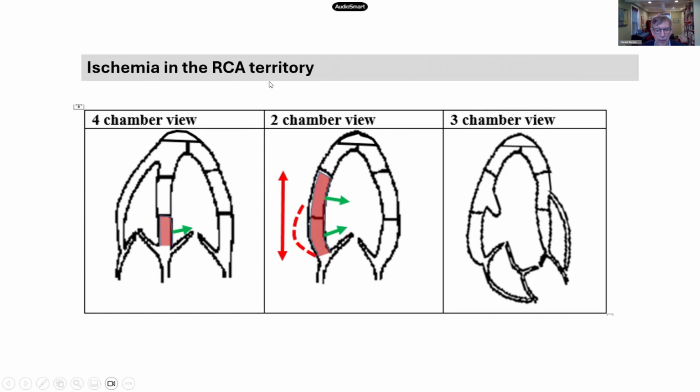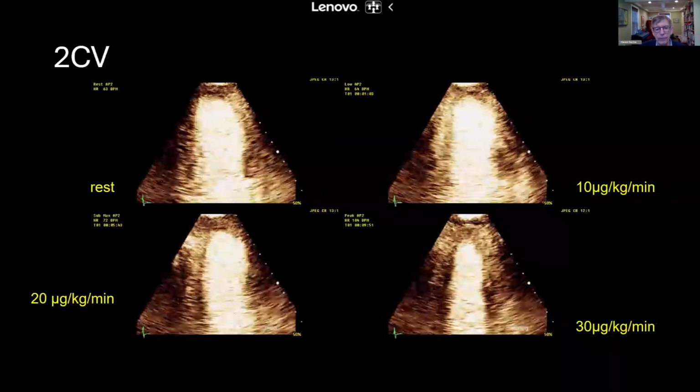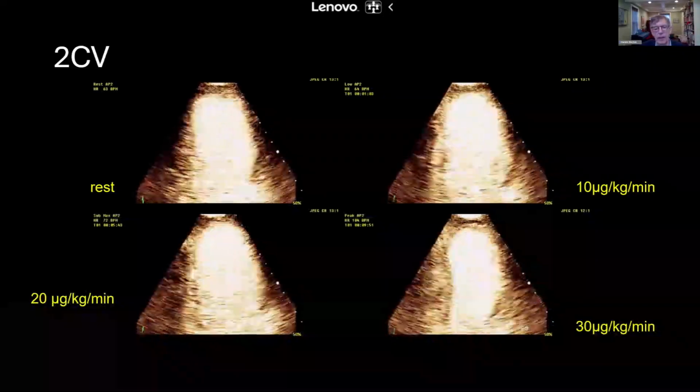What's happening is less inward motion. If you see more motion up and down of the segments, and also some bulging or rounding of the ventricle, that is an example.